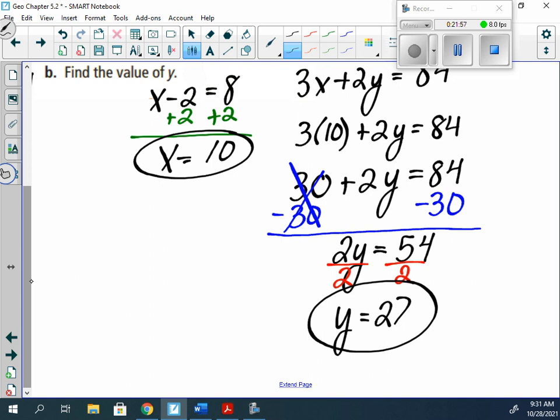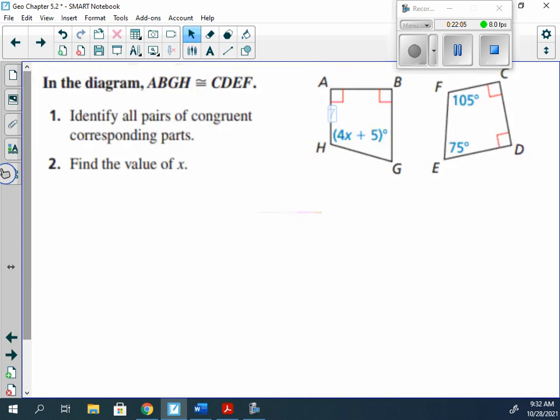Any other questions on any of this here? Any questions on identifying corresponding parts or finding the missing measure using the corresponding parts? We feel good with this here?